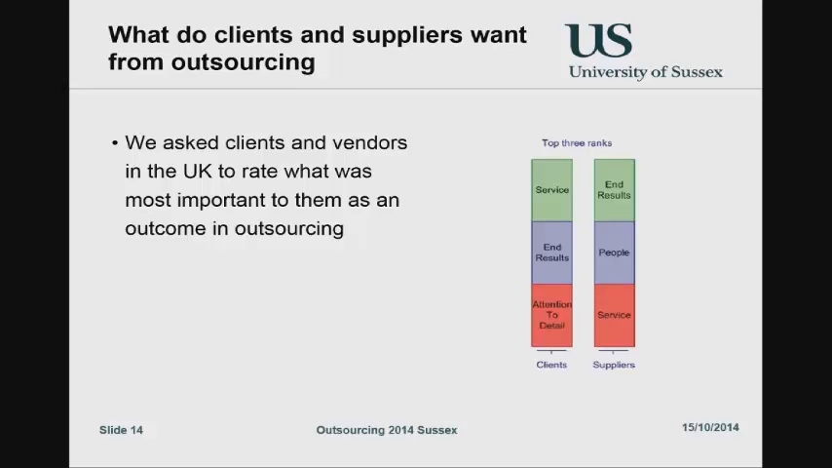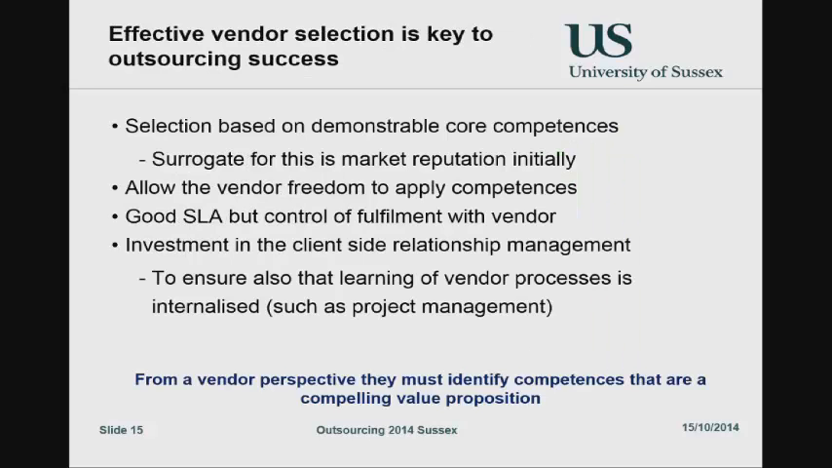So end results very important from the supplier perspective, service very important from the buyer perspective. Yeah? So effective vendor selection is key to outsourcing, I mentioned right at the start. And selection must be based on demonstrable core competence or demonstrable competence in general. So how well can this vendor do the job? Can they do it, and can they show us that they can do it, not just talk about it?